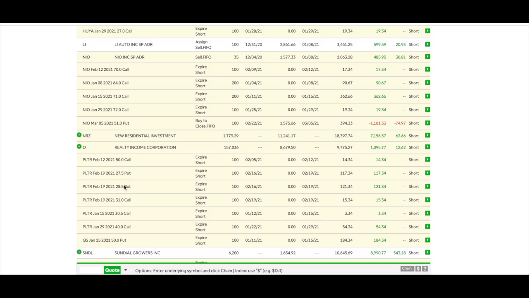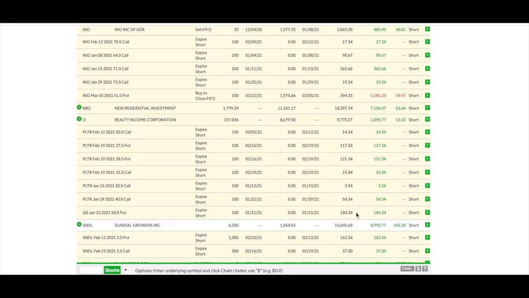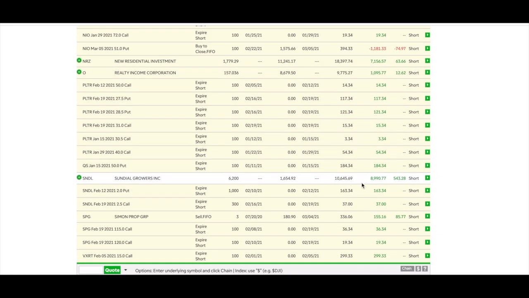So for these, they have low stock prices. All you really need is $3,000 in your account to place these cash secured puts. And then another covered call, you can see it's very low, but it adds up. And in QuantumScape, I sold a cash secured put, collected $184. I sold Sundial, I made a video on that.